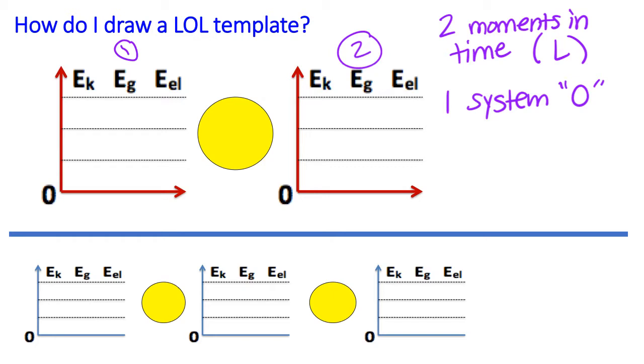Now, each L is a labeled axis that gives us any of the storage modes that are present in the entire situation, okay? So in order to be labeled, an energy storage mode only has to be present at one moment in time. But we put it on every single L for every moment in time so that all of our L's are labeled the same way. This first diagram, we have our kinetic energy, gravitational energy, and we have our elastic energy.